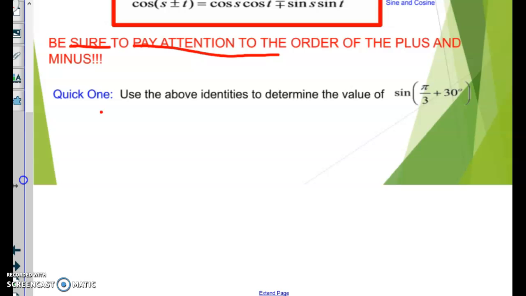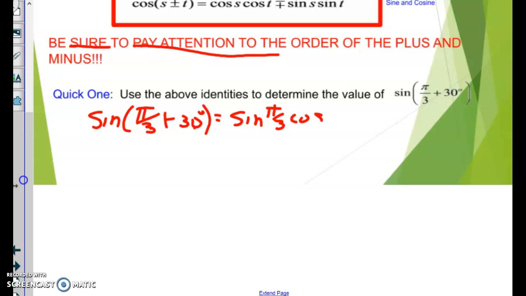So use the above identities to simplify that. So I'm going to say this is sine of pi over 3 plus 30 degrees. So I'm mixing together radians and degrees. That's okay, because we can find each of those. So I'm going to plug that into my sum formula for sine, which gives me the sine at pi over 3 cosine 30. And in the sine formula, they're the same. Cosine pi over 3 sine 30. And let's find some of those answers.